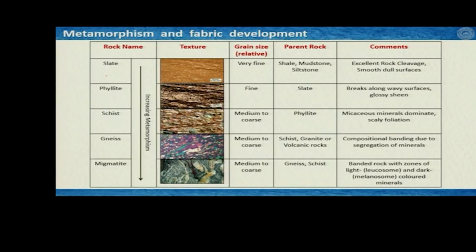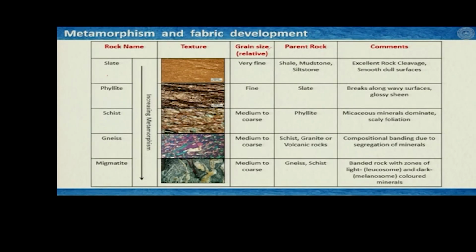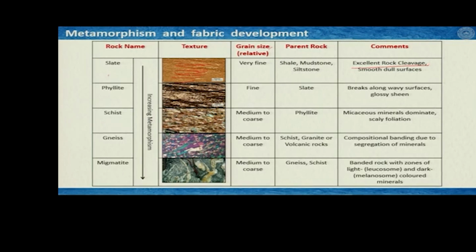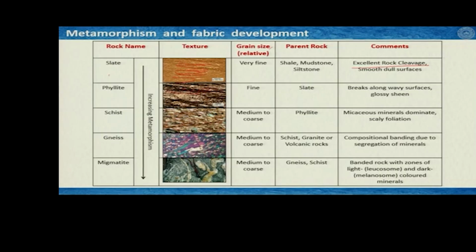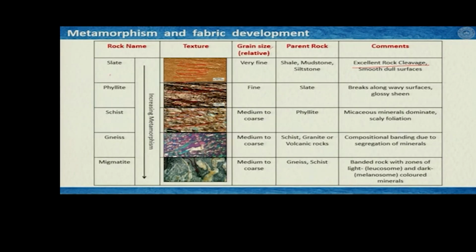Then how they look under thin sections is defined in the second column. You can see here slate is defined by very, very fine grains. So, the relative grain size is here, and it generally produces excellent cleavage. So, the comments are here, excellent rock cleavage, and we have learned that this must be the continuous cleavage. Then in phyllite the grain size is fine, and we have foliation that develops like this. In schist, this is a medium to coarse grain rock, mostly micaceous minerals are present, and we see some sort of scaly foliations as we see here this way.